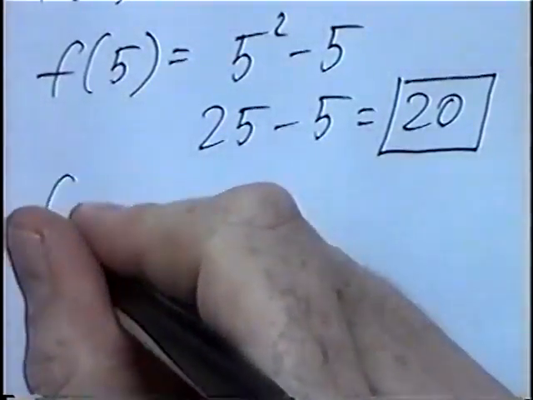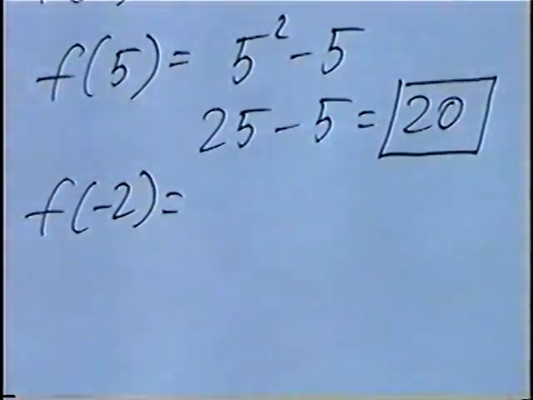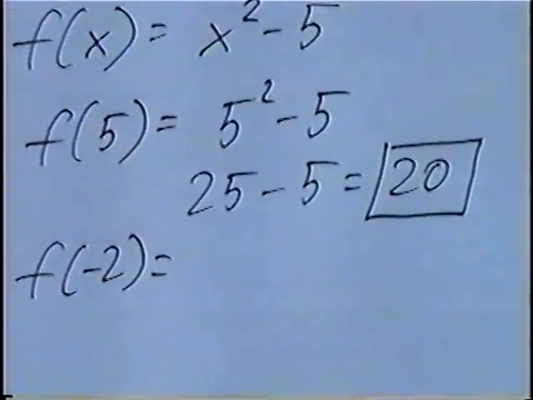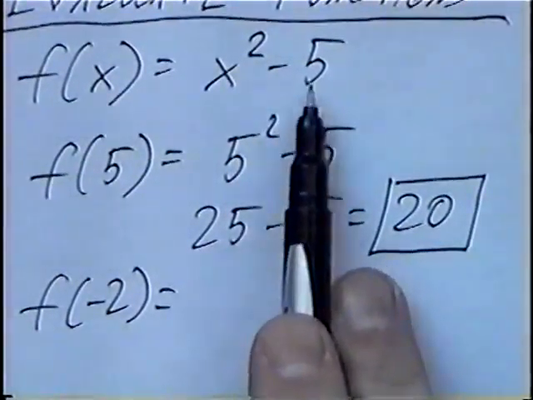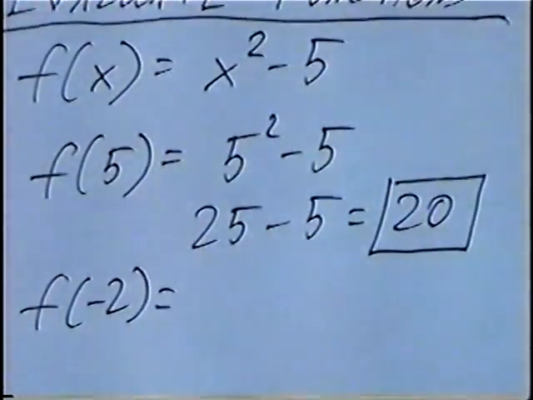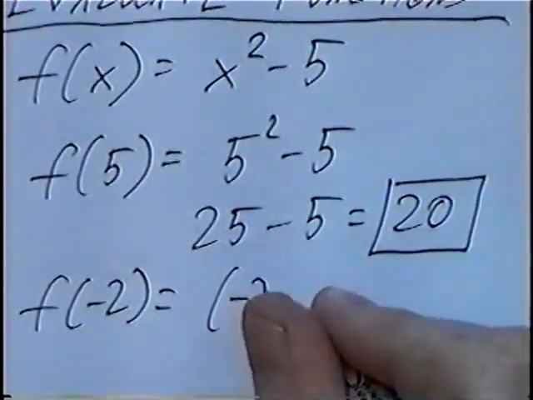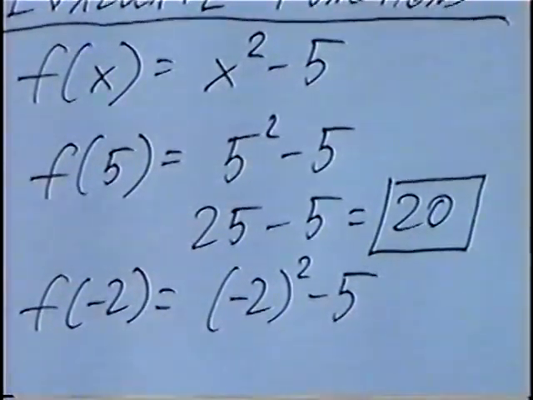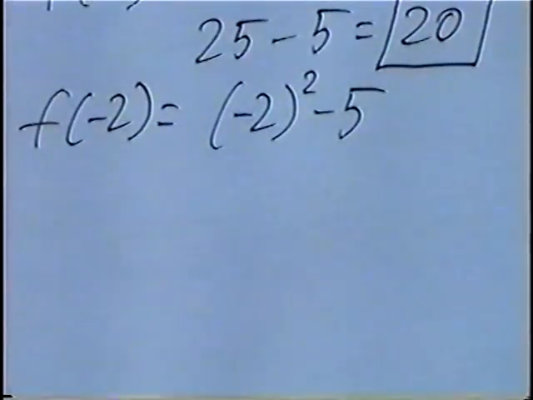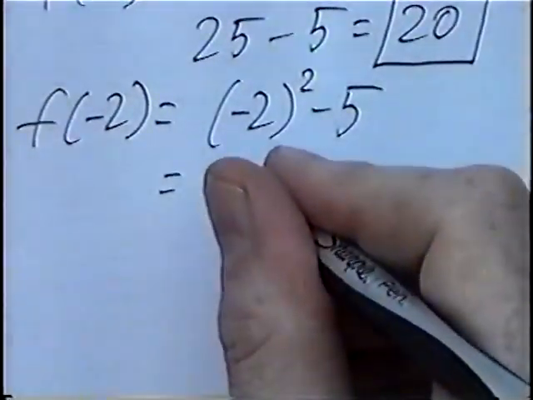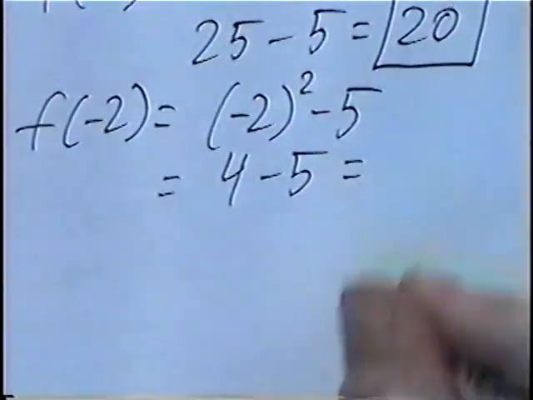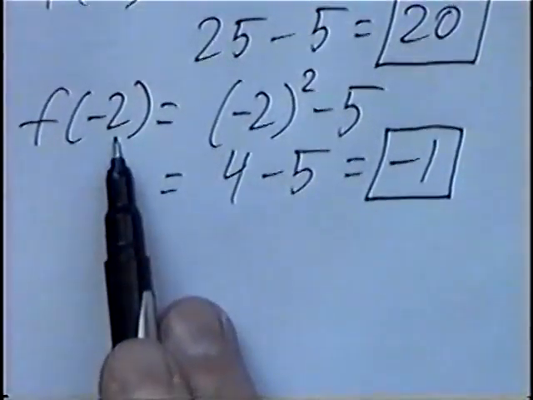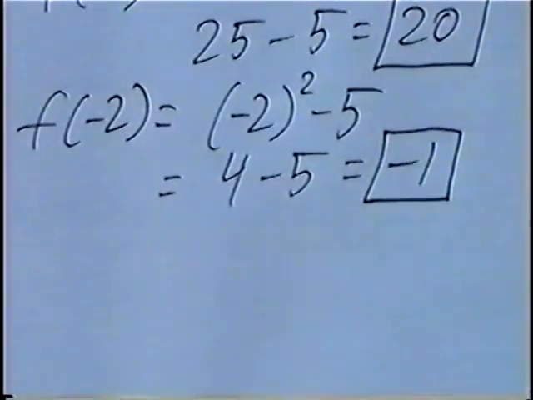Second question, f of negative 2, or again f with negative 2 inside parentheses. Using the same function we had before, x squared minus 5, we'll take a negative 2 and plug it in for x. Negative 2 to the second power minus 5. Solving this one, negative 2 squared would be 4. 4 minus 5 would be negative 1. So f of negative 2 is equal to negative 1.